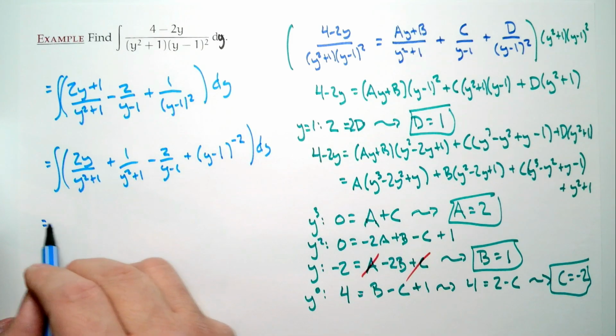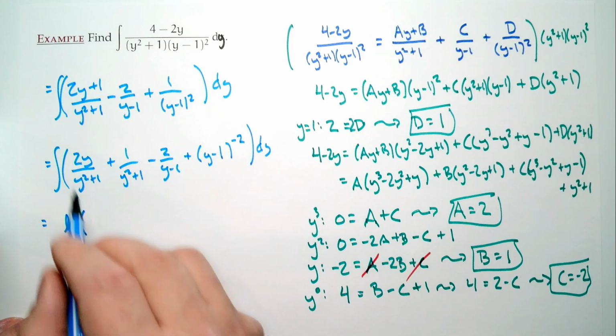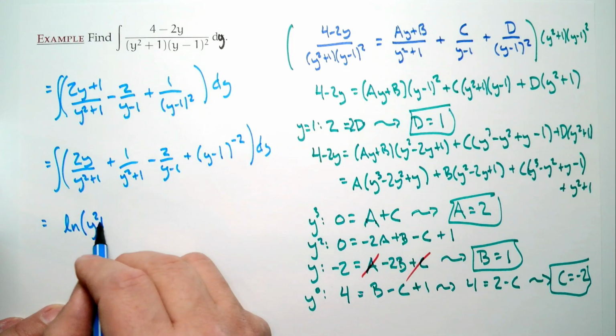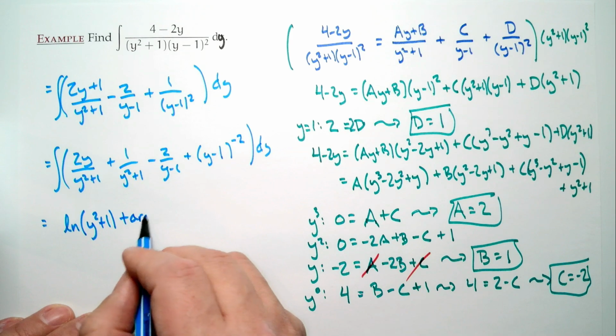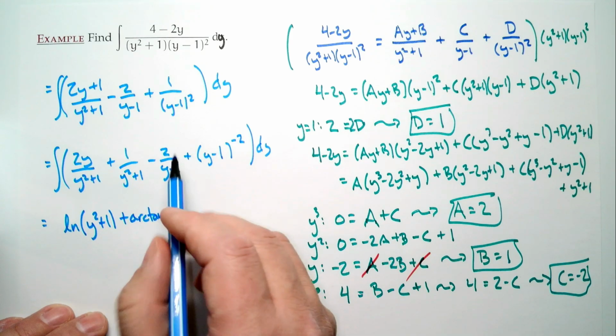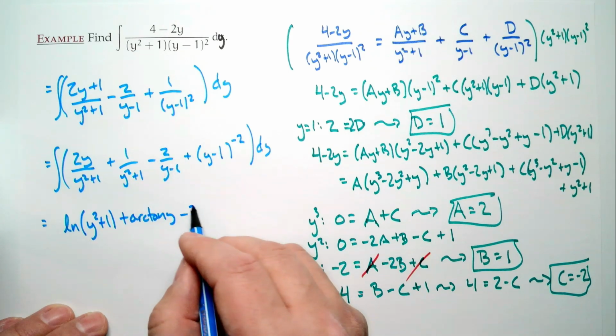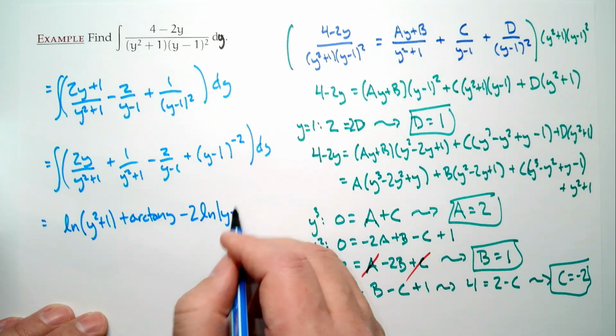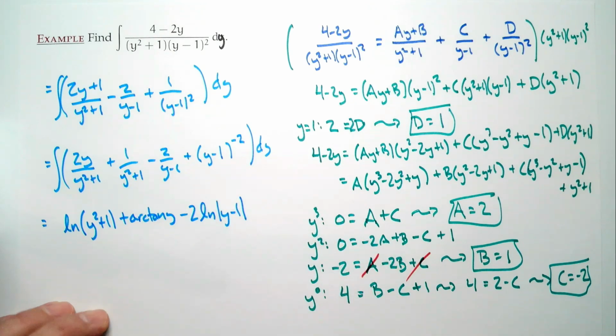So now we integrate, and in the interest of time, I'll just say the first term is log of y squared plus 1. The second term is arctangent of y. The third term is a log, 2 log y minus 1. The last term, what would that be? The integral of y minus 1 to the negative 2 power.